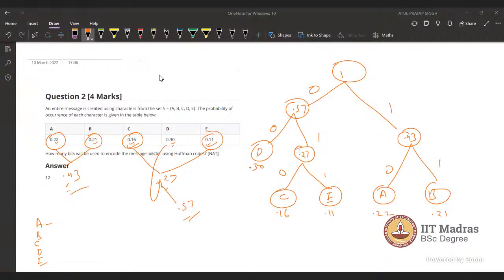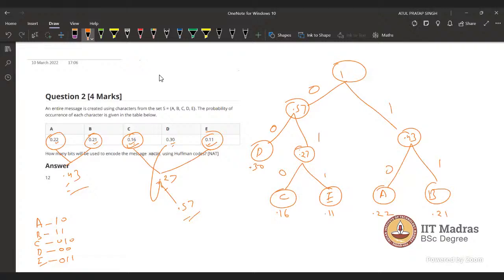So for A, what is the code for A? It is 10. What is the code for B? 11. What is the code for C? 010. What is the code for D? 00. What is the code for E? 011.